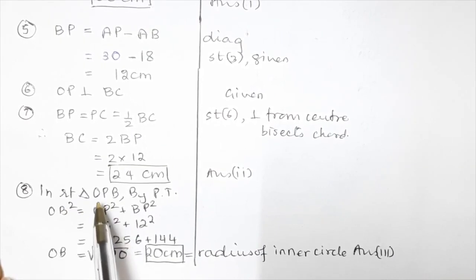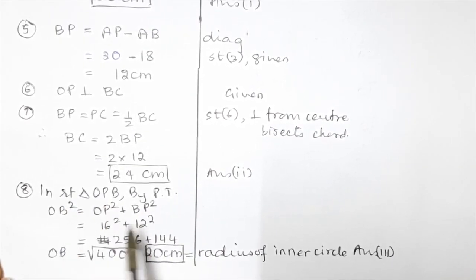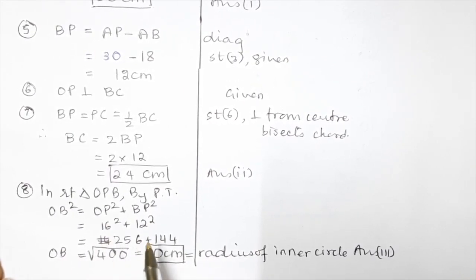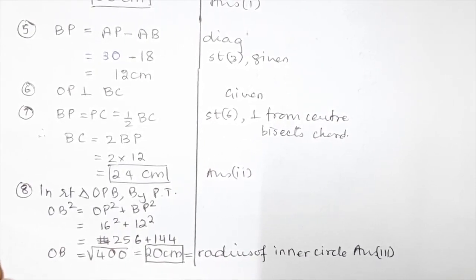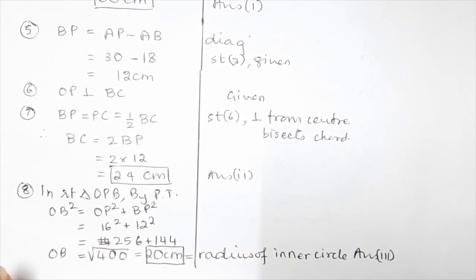In right triangle OPB, by Pythagoras theorem, OB square is equal to OP square plus BP square. OP is 16, so that is 16 square plus 12 square, which is BP square. 16 square is 256, 12 square is 144. Add them, you get 400. OB will be under root that, which will be 20 centimeter, which is the radius of the inner circle, and that is our answer 3. That finishes our question 5.